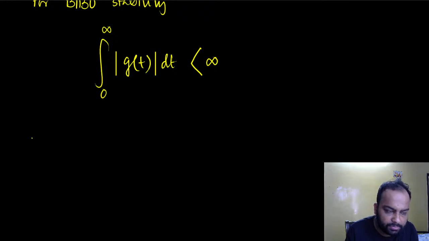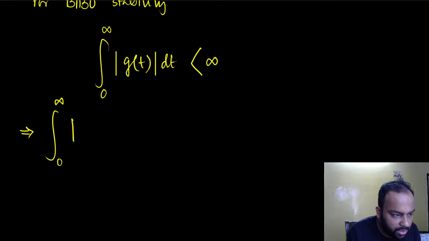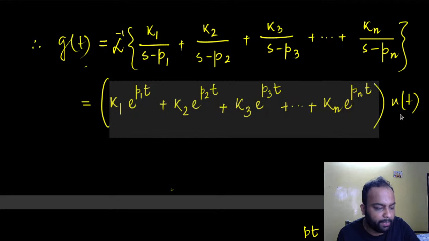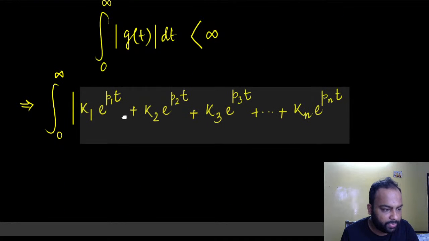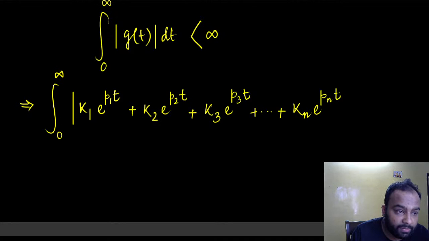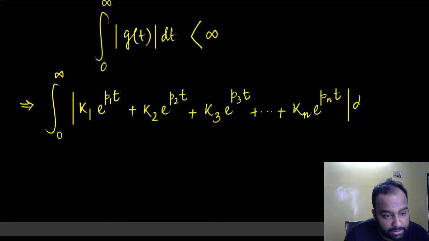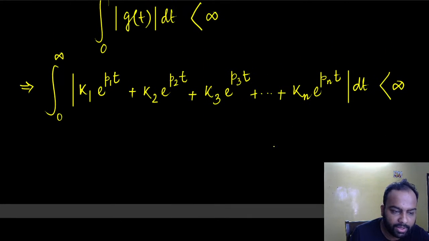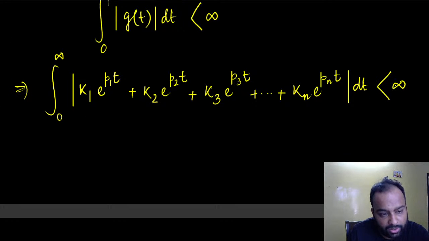But what is g(t)? g(t) is this entire thing. Let me copy and paste. That's g(t), the impulse response we just calculated moments ago. And I'm not writing u(t) because u(t) served its purpose. The purpose of u(t) was to make the lower limit 0 instead of negative infinity. That is something that must happen. So this has to be less than infinity.